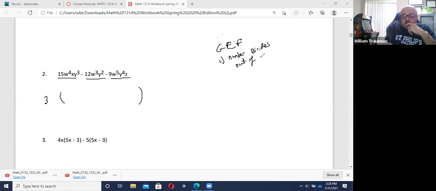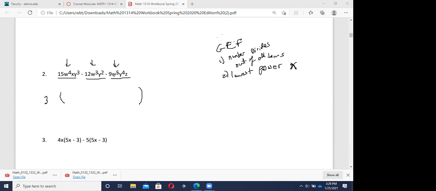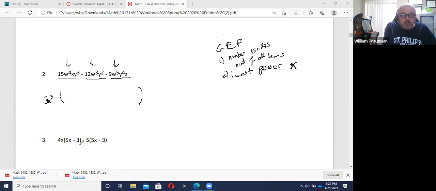Out of all terms. And it has to be all terms. Step 2 is what is the lowest power? I always say X, but it could be any letter that we pick, any variable that's in the problem. What is the lowest power of X? So if I look at all 3 terms, what is the lowest power of W? 3. Yes. So we're going to divide out a W3.